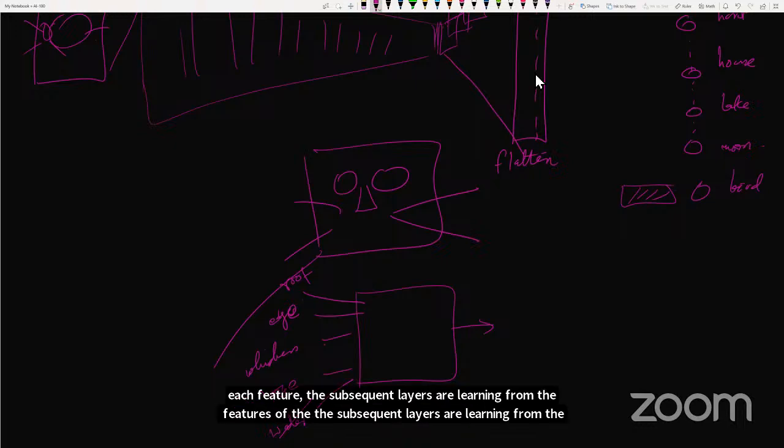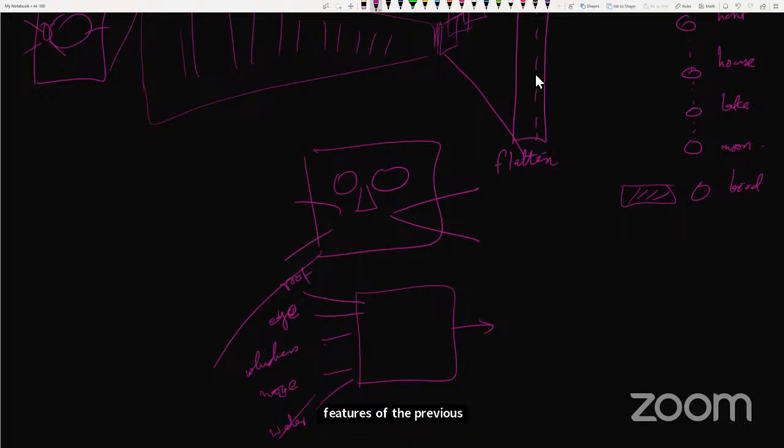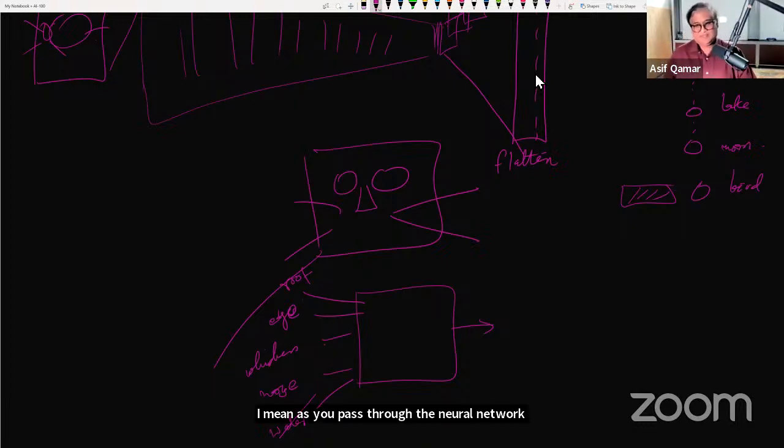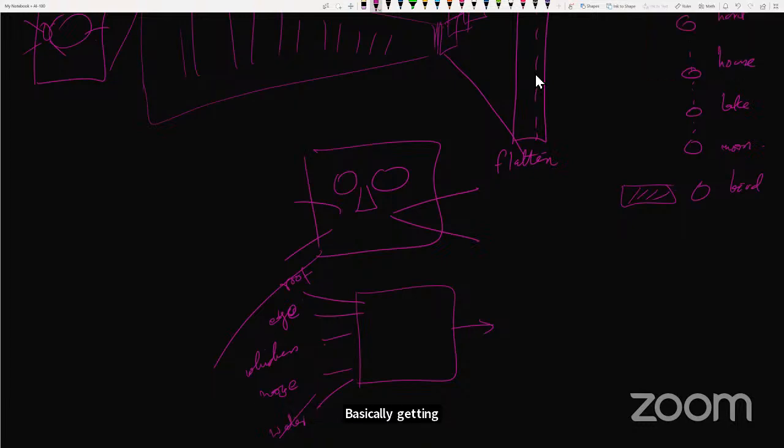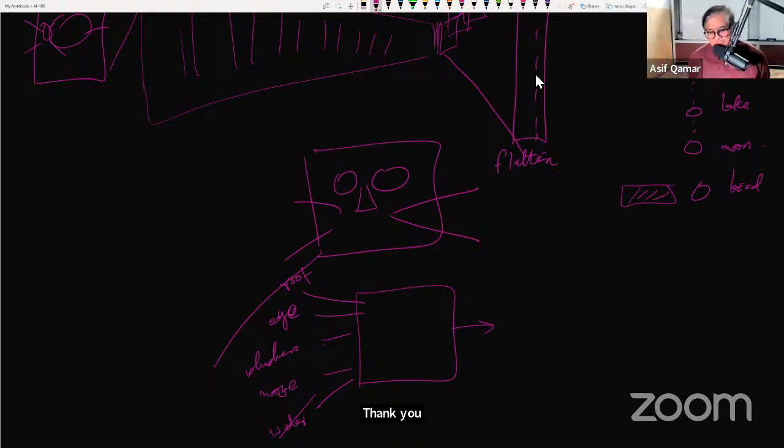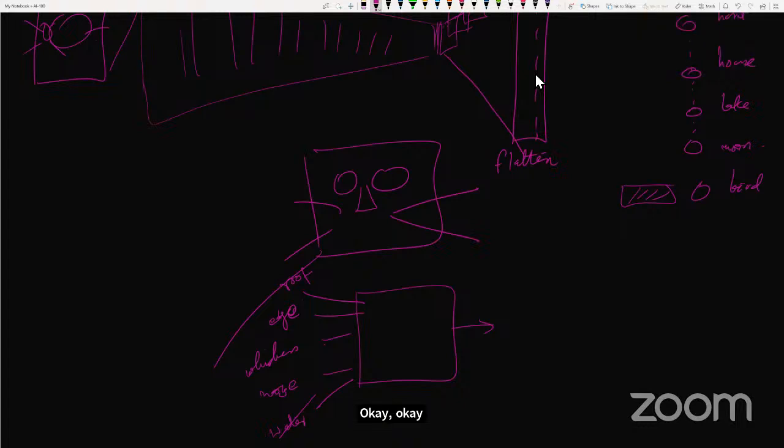So when you said zoom out, it's like for each feature you keep zooming out layer by layer as you pass through the neural network, basically getting the essence out of that particular feature, and then you put all these features together, and then you get this global information and make a decision. Absolutely. That is the core idea of a CNN. Got it. Thank you.